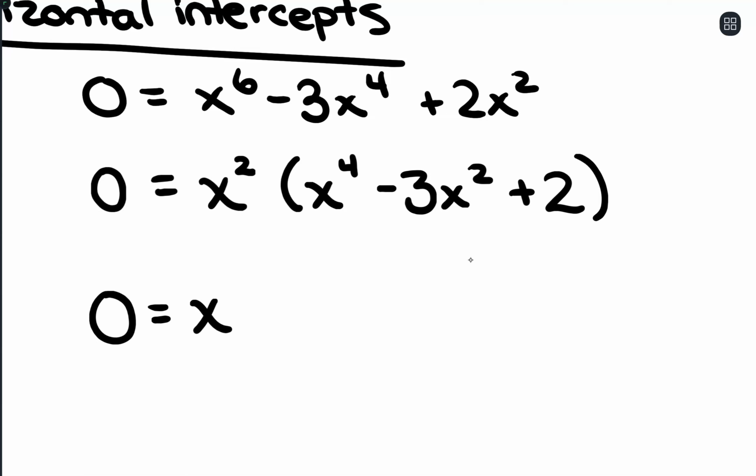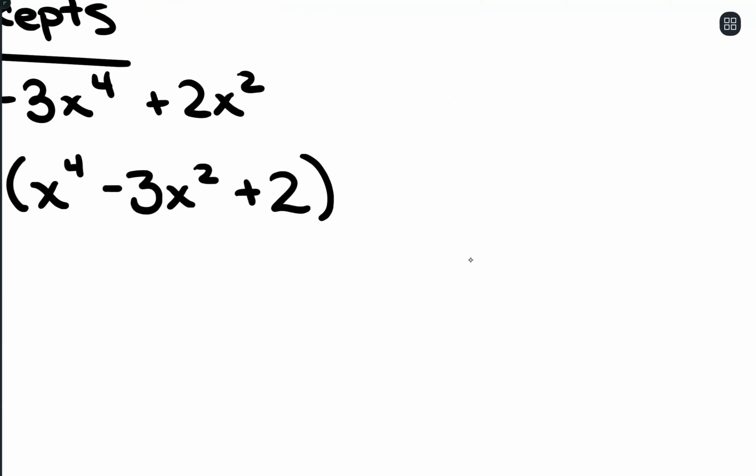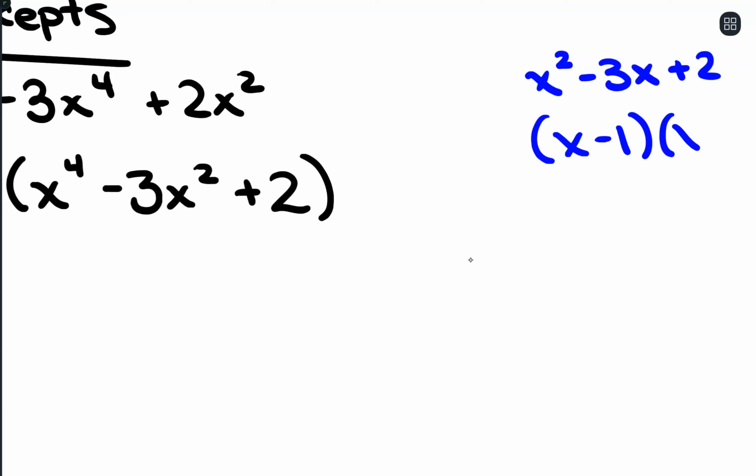Now, this one's a little different, but we actually factor it in the same way that we would if this was quadratic. So for some side work over here, if we had x squared minus 3x plus 2, and we were factoring, we would have x minus 1, x minus 2. So two values that multiply to positive 2 and add up to negative 3.